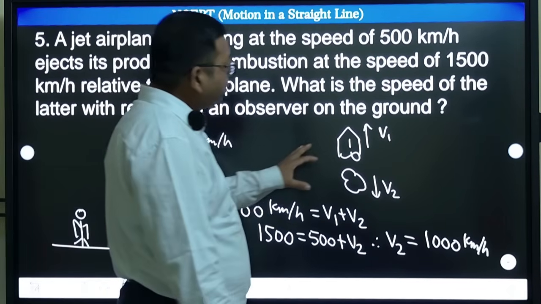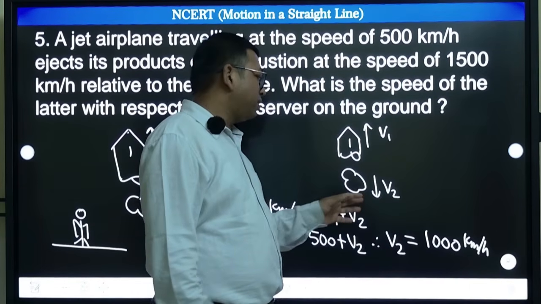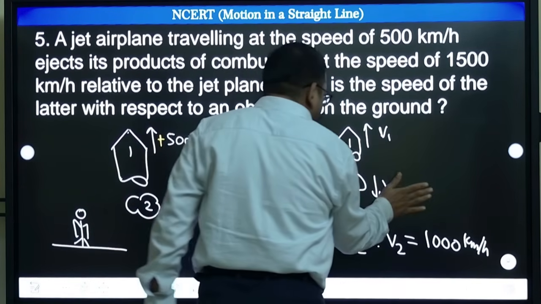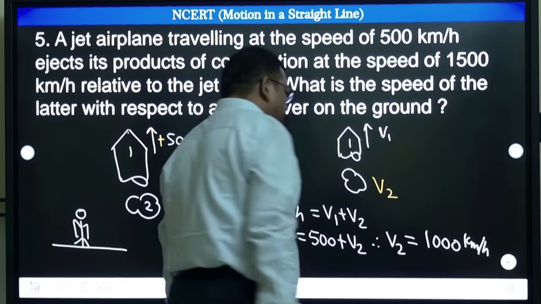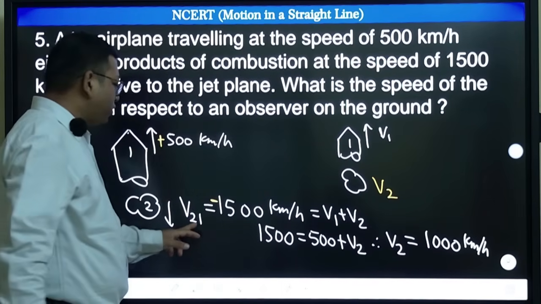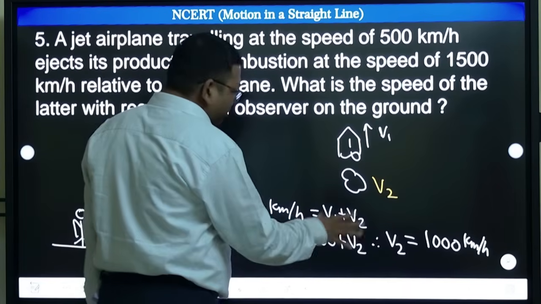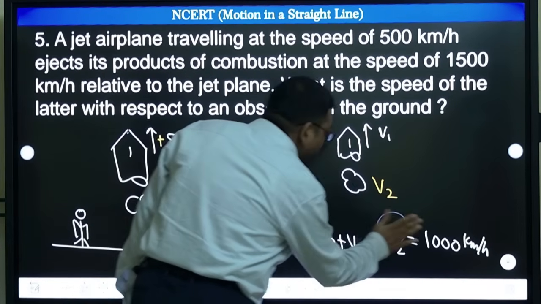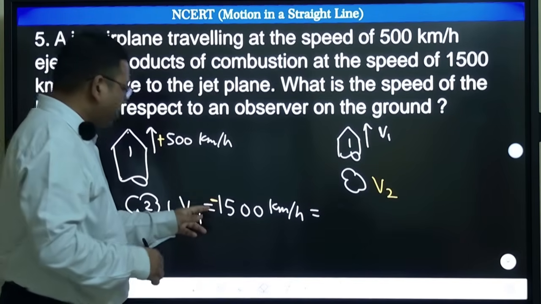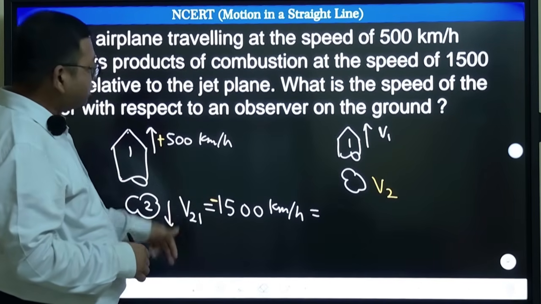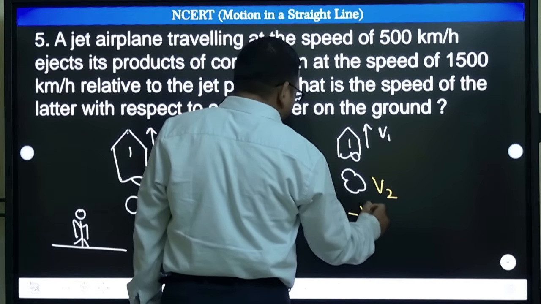Now here you do not know anything about it. Let us say you don't know its direction, whether it is going up or going down. But you know V21, right? V21. Now let us write this with proper sign. This we have done without sign, but now let us do this calculation with proper sign. So V21 is minus because relative to this it is going down. So now you write this V21 as V2 minus V1.